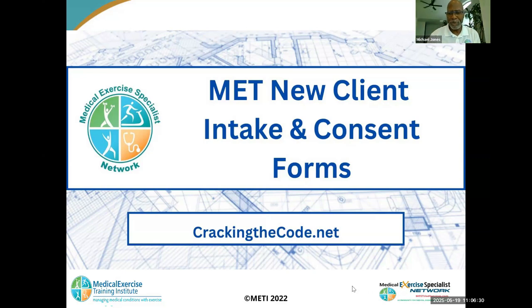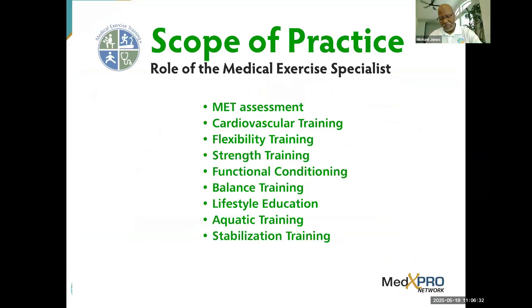All right. So now I need to do this, and I know some of you get tired of this, but I have to reinforce this. Your scope of practice as a medical exercise professional, whether you're medical fitness, post-rehab, corrective exercise, is the following. Your scope and role is to provide medical exercise training assessments, cardiovascular training, flexibility training, strength training, functional conditioning, balance training, lifestyle education. Put an asterisk beside that.